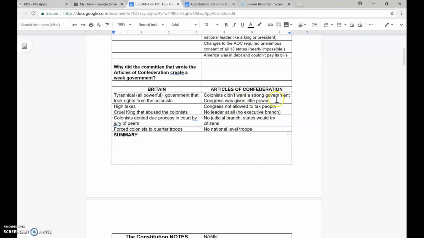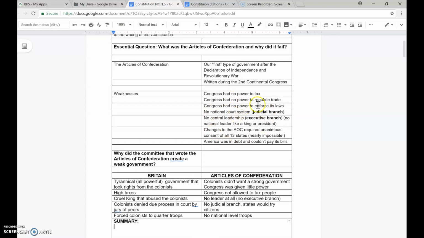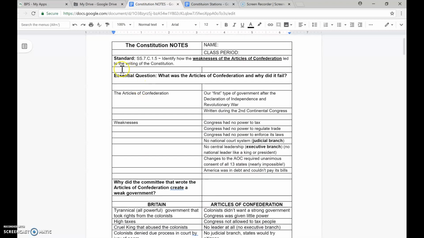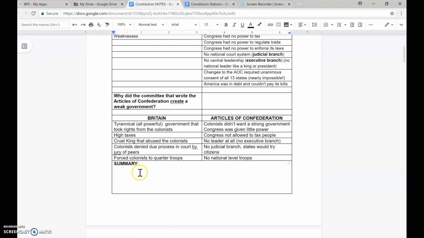Colonists didn't want a strong government, so Congress was given little power. They couldn't tax the people. Look up here because some of this will help you with that. But I want you to answer the essential question right here. So pause the video and get it done.